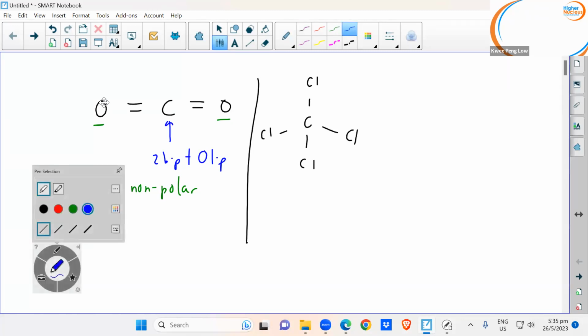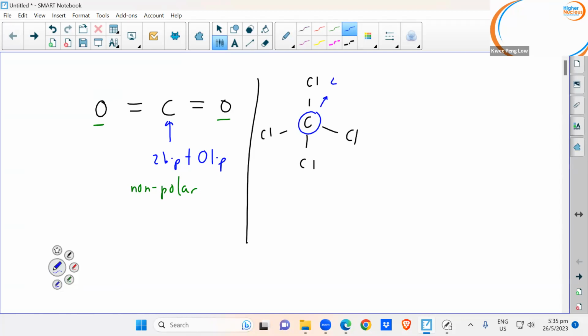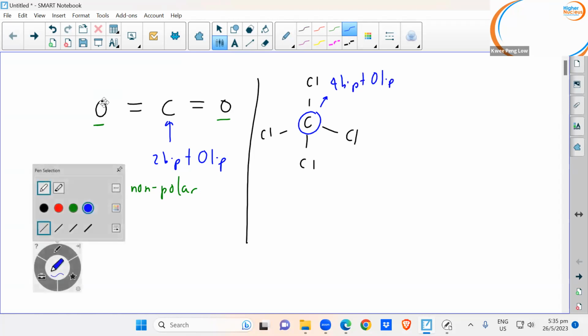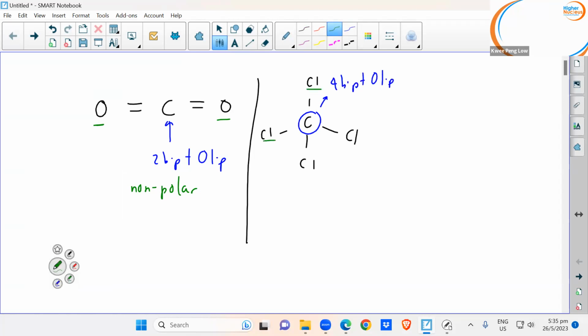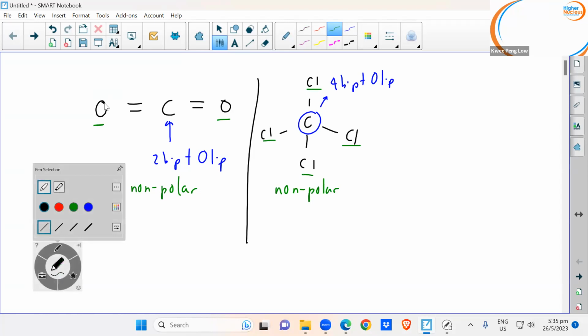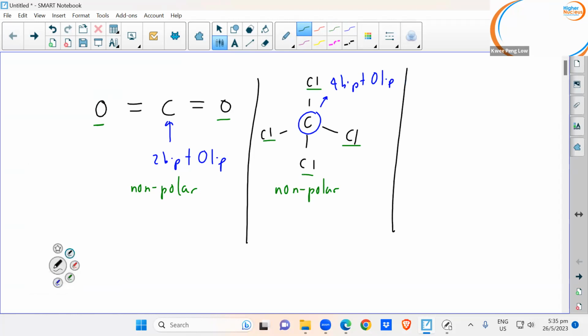So now again, my central atom is my carbon. Here, I have 4 bond pair, 0 lone pair. And if you look at the side atoms, they are all the same, Cl. So again, this molecule is non-polar. Get it? I'll give you another one.